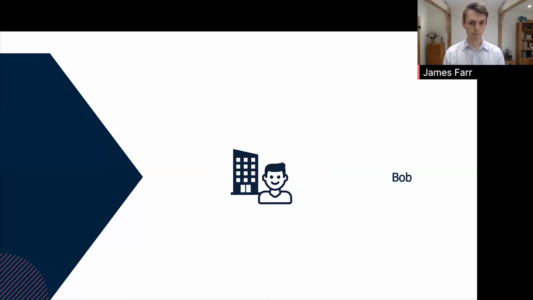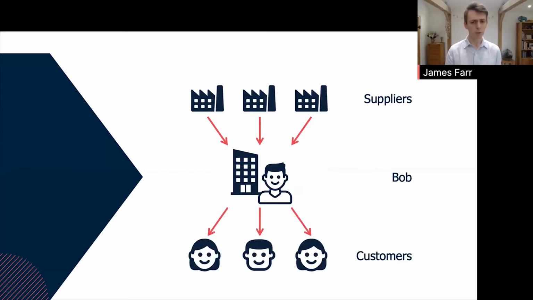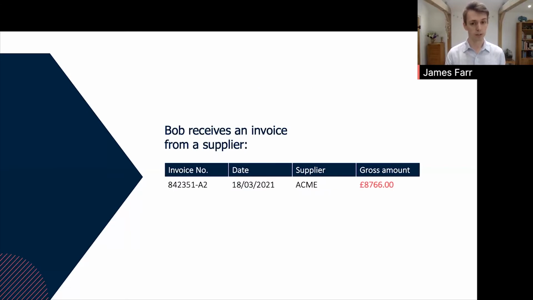This is Bob. Bob runs a large business where he buys materials from a set of suppliers and sells his products on to a set of customers. The business is going really well, and Bob is rushed off his feet dealing with all his orders. Just this morning, though, Bob noticed that he'd received an invoice from one of his suppliers for £8,766. How can he be sure whether this invoice is for the correct amount or not?